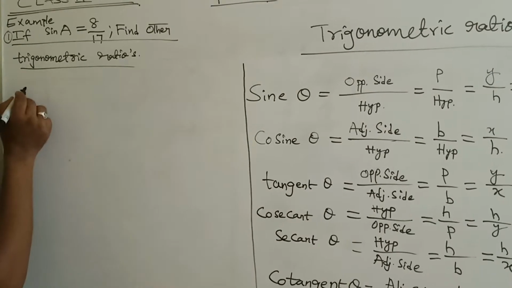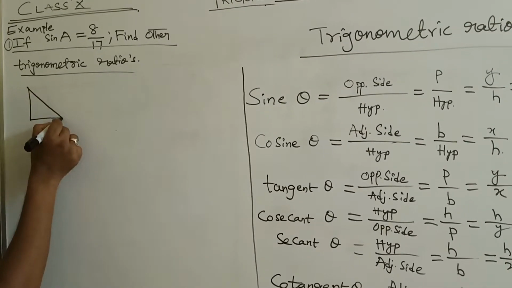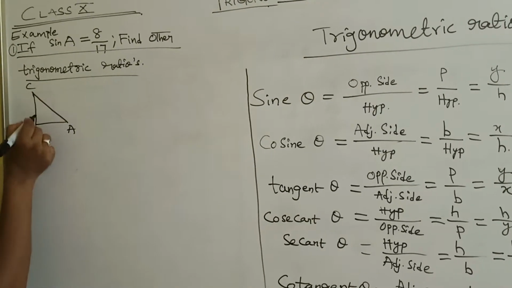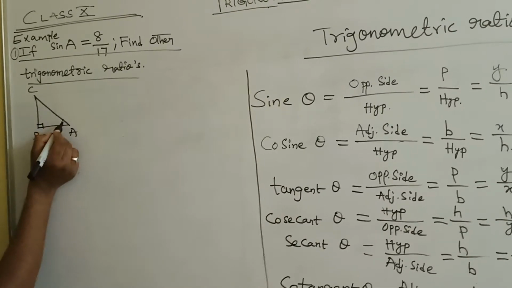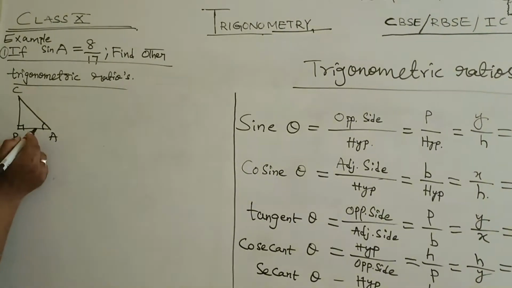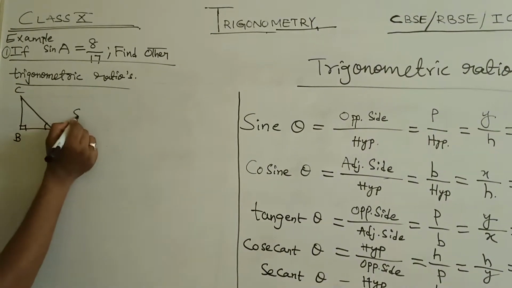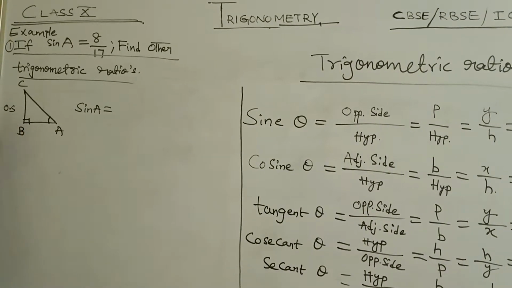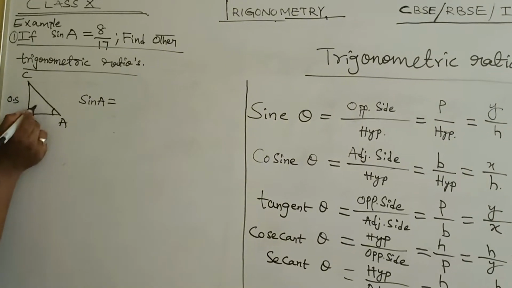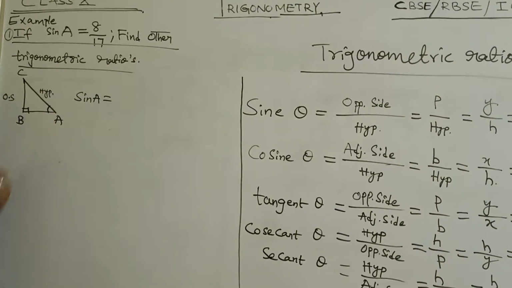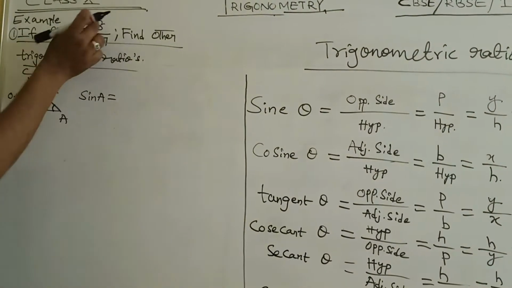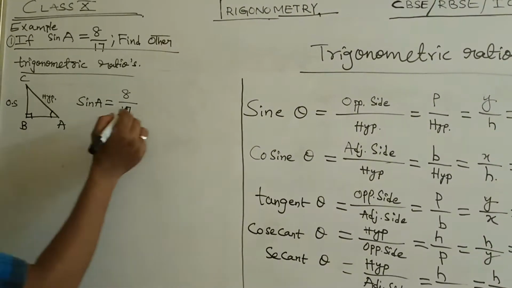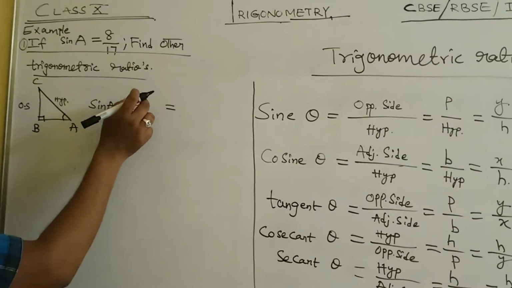First draw a triangle ABC. So let me draw now. I will write here A, B, C. Wherever A is there, this I need to find, so this is your angle. Now sine A means opposite to A, whatever is there, that is called the opposite side. And whichever is opposite the right angle, that is your hypotenuse. Now what sine A is given? 8 upon 17. Correct?